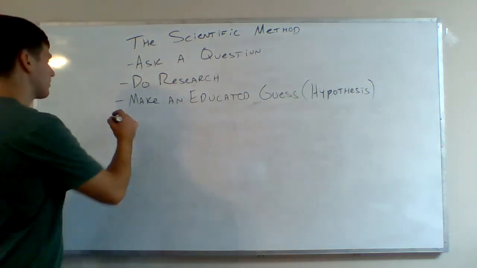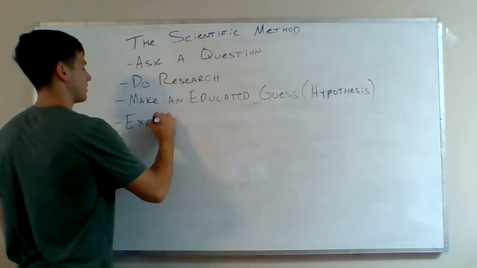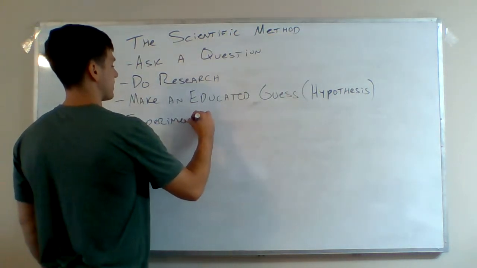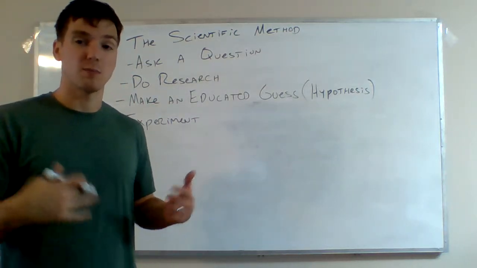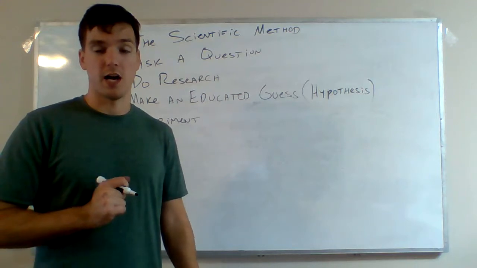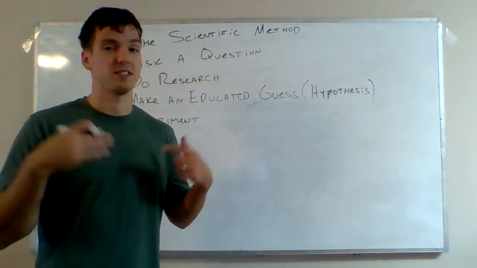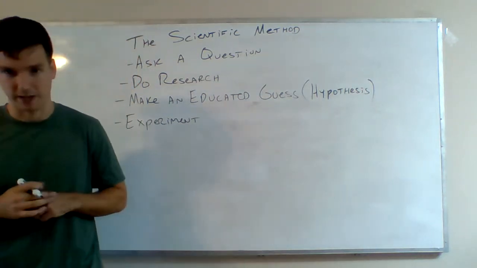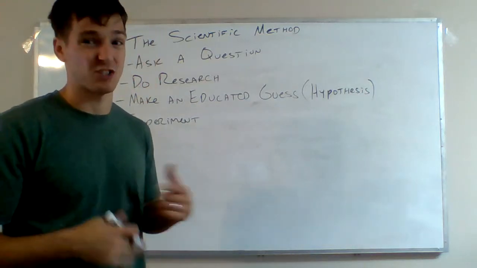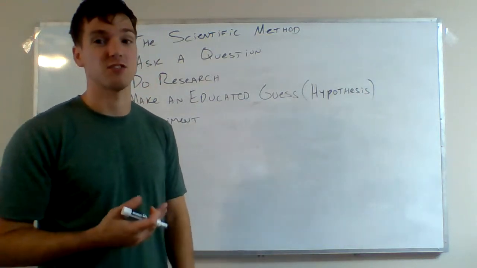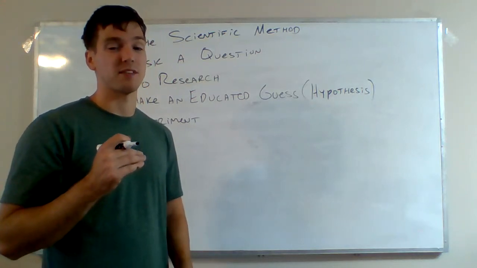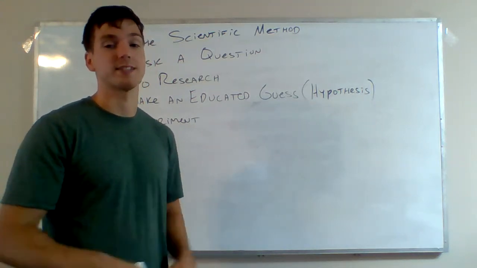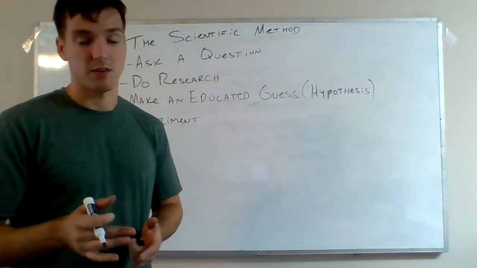Okay, and then the next thing we do is we do an experiment. We try to make a non-biased experiment, an accurate experiment, an efficient experiment that helps us prove or disprove our hypothesis. And we're going to do that experiment in a non-biased way. We're going to make sure we're not just trying to prove our hypothesis just to become famous. We want to prove that the hypothesis is correct or incorrect, non-biased, okay?